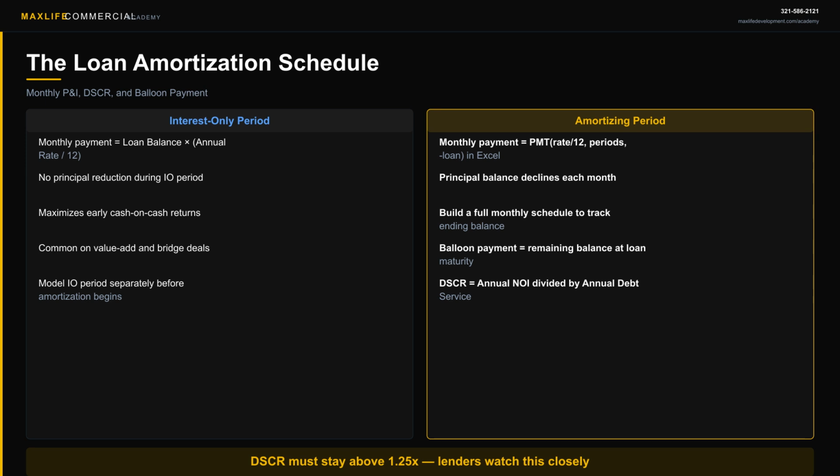In your annual model, sum 12 months of debt service for each year. Then calculate DSCR, debt service coverage ratio, by dividing annual NOI by annual debt service. Most commercial lenders require a minimum DSCR of 1.25 times. If your model shows DSCR dropping below that level in any year, flag it. That is a deal structure problem you need to solve before you go to a lender.